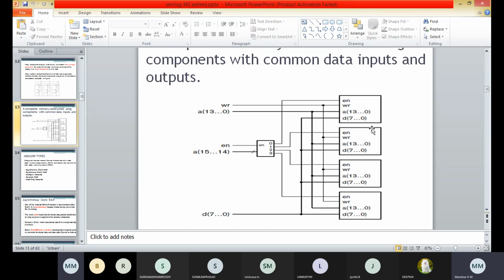Successive addresses are assigned to different banks, since in many systems locations are often accessed in order. For example, a system with 4 banks would assign locations 0, 4, 8 to bank 0, locations 1, 5, 9 to bank 1, locations 2, 6, 10 to bank 2, and locations 3, 7, 11 to bank 3.